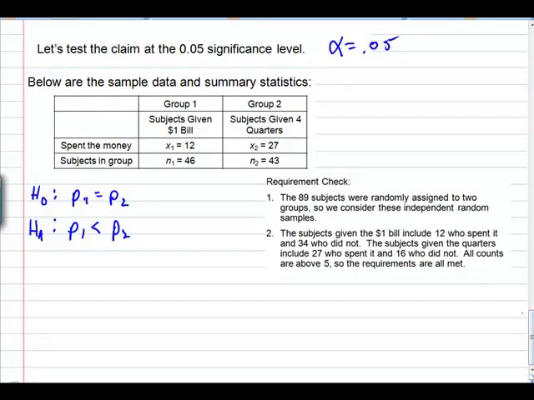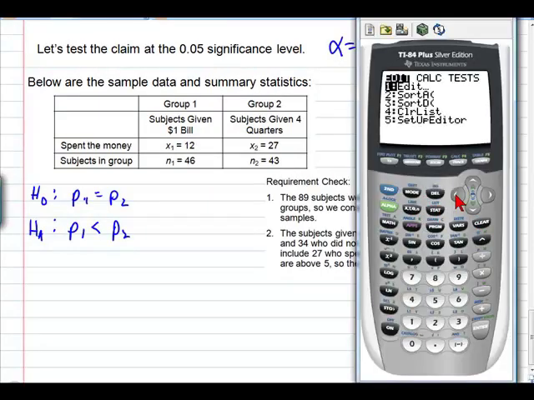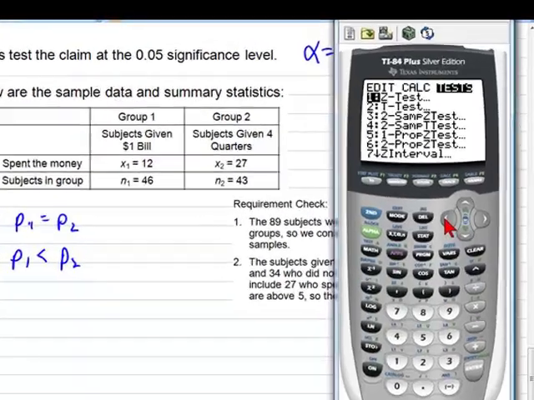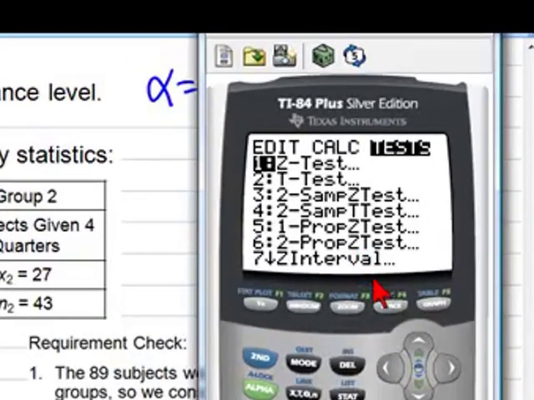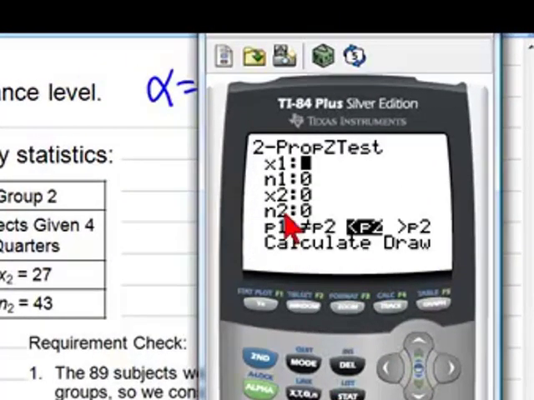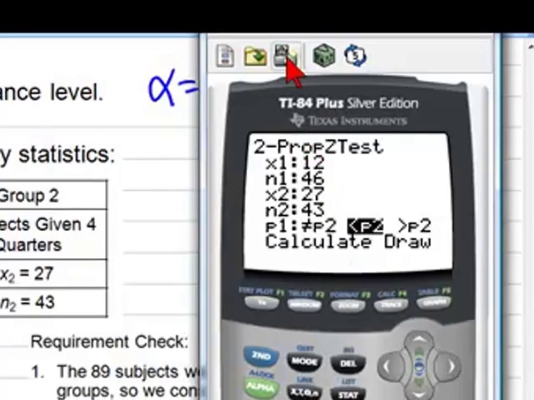So let's actually do this on a test. We're going to need our calculator. We're going to hit Stat, go over to Test, and this is going to be a 2-prop z-test, number 6 here. So our first number of successes. Success, remember, is people who actually spent the money. We had 12 out of 46. And out of the second group, 27 people bought the gum or mints out of 43. Our alternative is going to be less than, so now we want to calculate this probability.